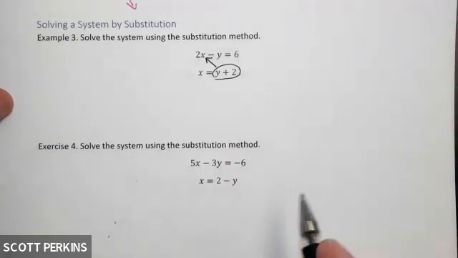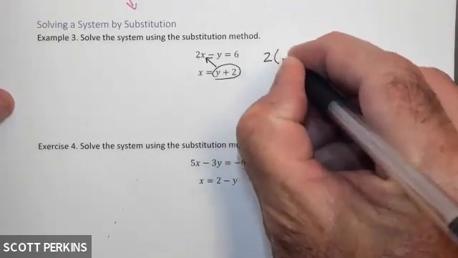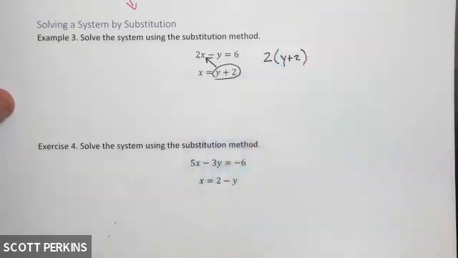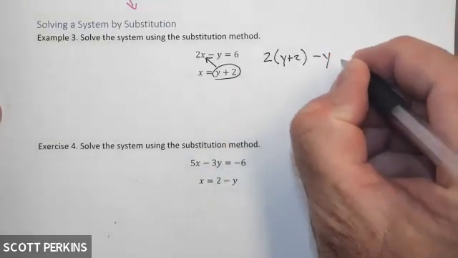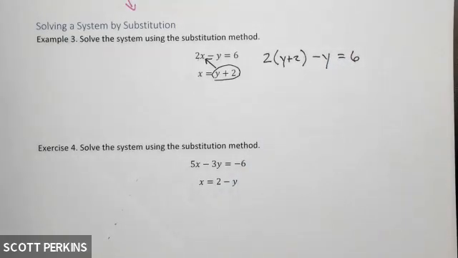So I'm going to do my work over on the right. So instead of 2 times x, I have 2 times y plus 2. Notice the parentheses. I'll have to distribute because that whole y plus 2 exists where the x was. Then I have minus y equals 6. All right, before I speed up, have I lost anybody at that step right there? We okay with the substitution step?